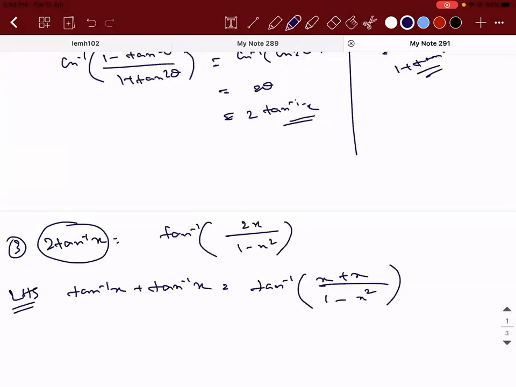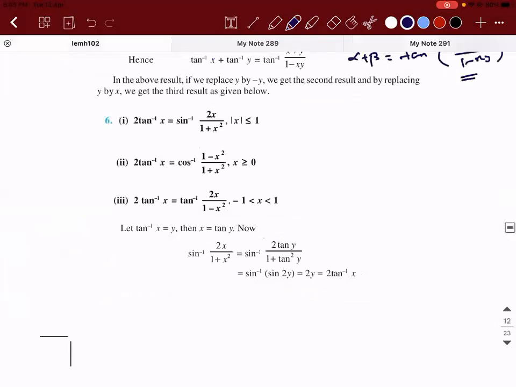2 tan inverse x. So I can write 2 as x plus x, so tan inverse x plus tan inverse x. Use the fifth property. Do you have the textbook? Show him the fifth property. Tan inverse of x plus y by 1 minus xy. In this case both are x, so x plus x by 1 minus x square. Right? Now, as I told you, this chapter is very simple.